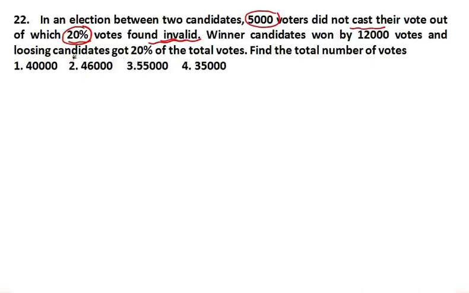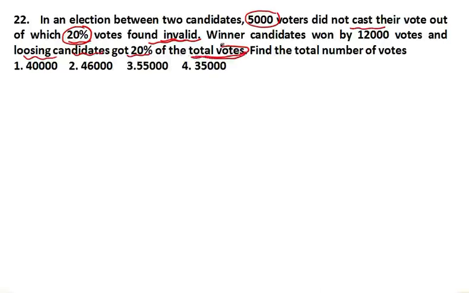Listen, till now we know that this percentage is always the winning percentage, right? They always give that the winning candidate got this percentage, but now they have changed the data. They have given the losing candidate. The losing candidate got 20% of what? From the total vote, not from the valid vote. 20% from the total vote.